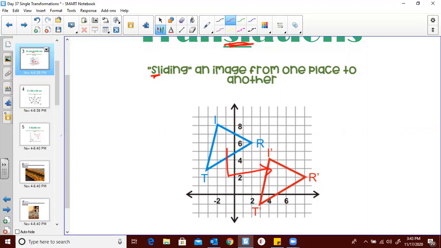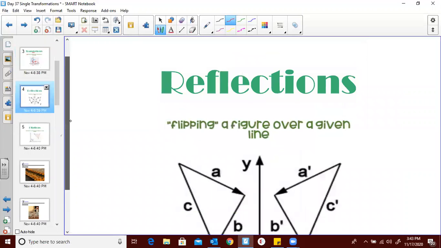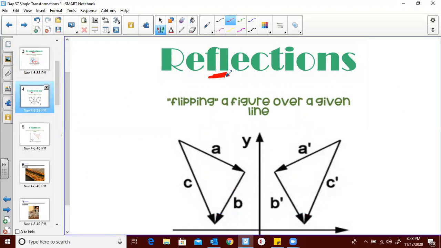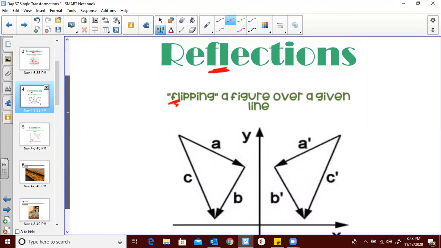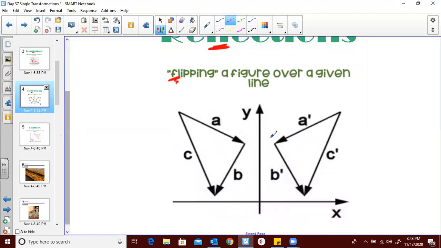All right, our next term is going to be reflections. If you have this FL here, that's going to remind us that we're flipping a figure over a given line. Reflections. So it's like a mirror image. You can see here that our starting triangle was A, B, C, and our ending triangle is A prime, B prime, C prime. And what we've done is we've reflected this initial triangle, number 1, over the y-axis, and it gives us our prime triangle, number 2.